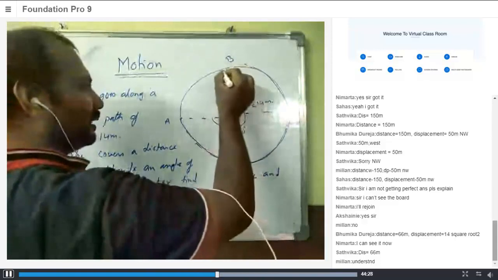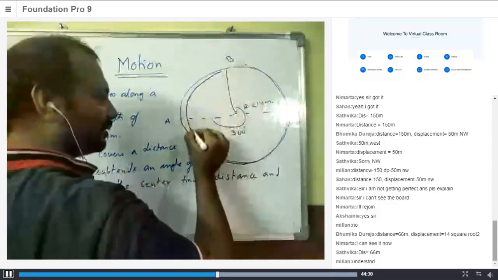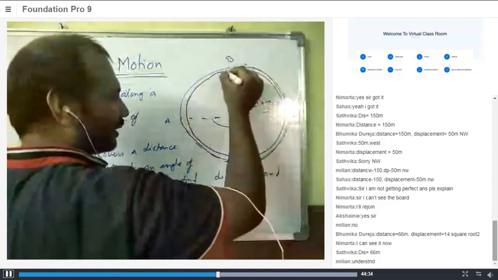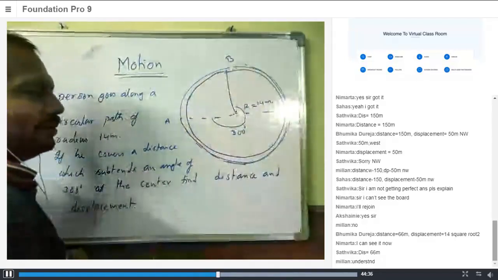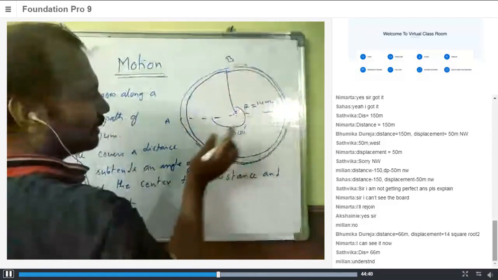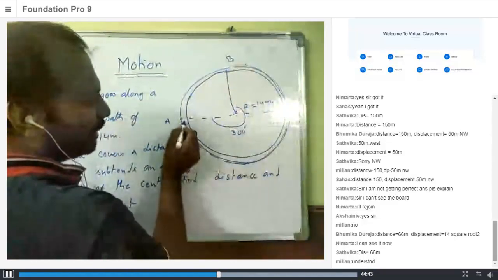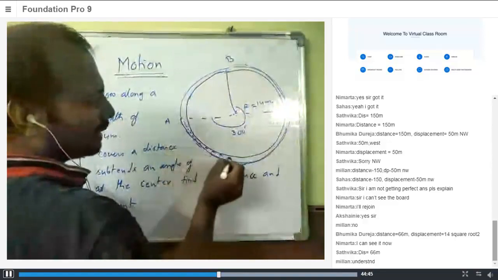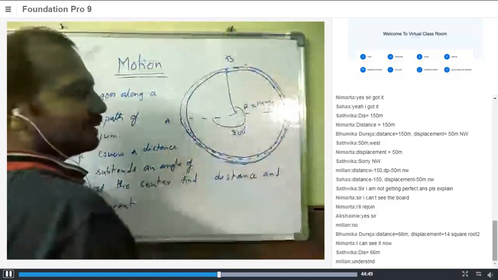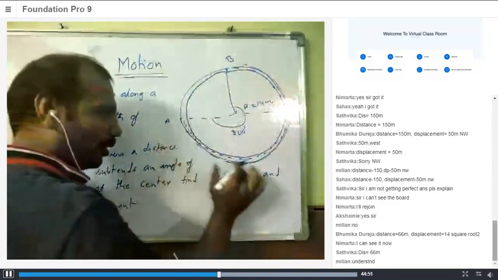So there is a circular track. Let's say it's a running track in the ground, but a small track, not as big as the ground. The circular track has a radius of 40 meters, and a person starts jogging from here. He starts jogging like this, goes and goes to point P. So he has traveled all this path.